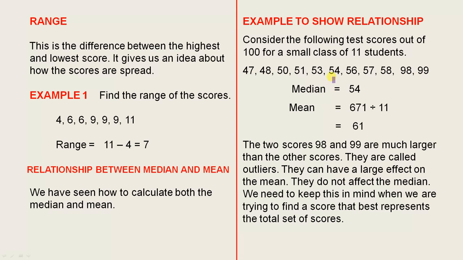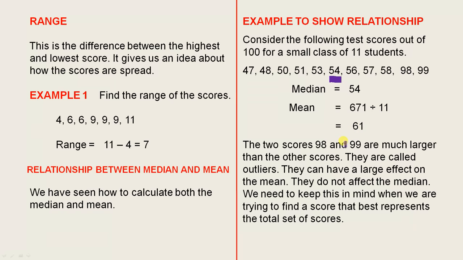It's easy to see that the median is 54 because that is the middle one. The mean will be the sum of those scores, which is 671, and we divide by 11 because there are 11 of them. So what happens then? That gives us 61. So 671 divided by 11 is 61.